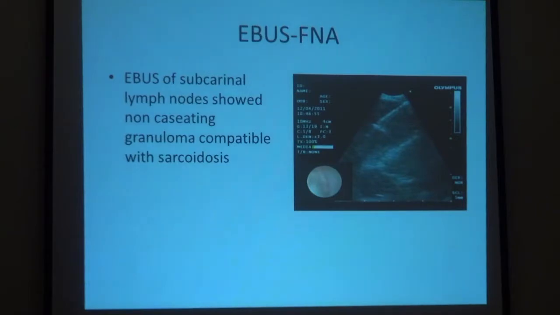No, now you're guessing. It's always EBUS. The answer is always EBUS in this presentation. So you do the EBUS of the subcarinal and it shows non-caseating granulomas compatible with sarcoidosis. This is a real case.